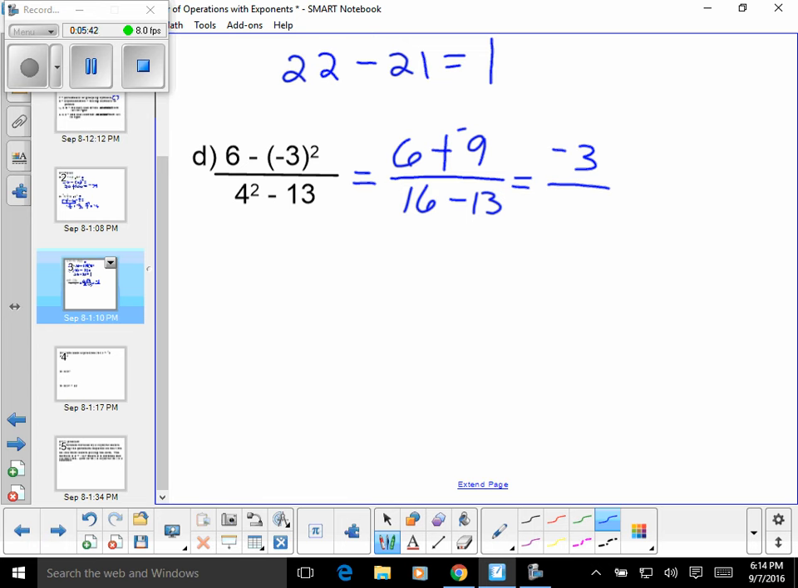I don't usually change 16 minus 13 to add the opposite because 16 minus 13 is math like you've done since you were quite young. 16 minus 13 is 3. Now I can reduce it to its lowest terms. Negative 3 divided by 3 is negative 1.